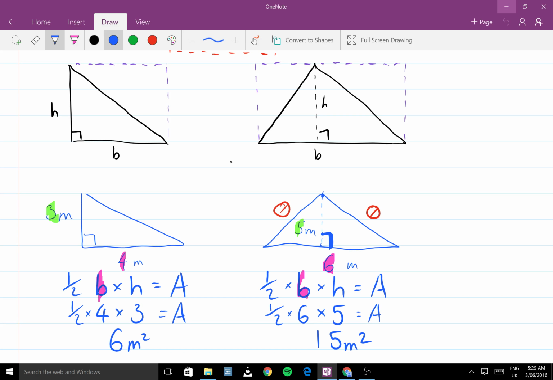Notice too that you definitely don't take these sides, you take these sides because they're at right angles to each other.